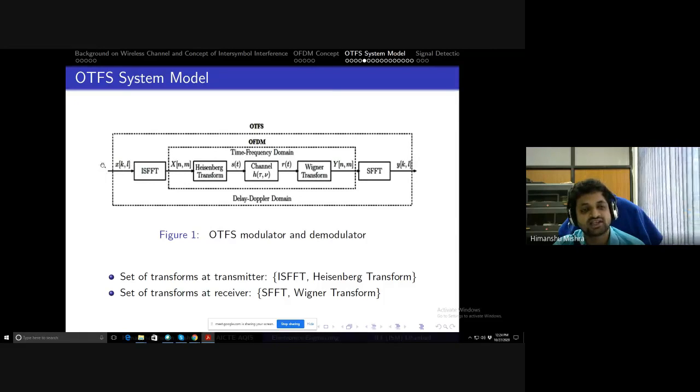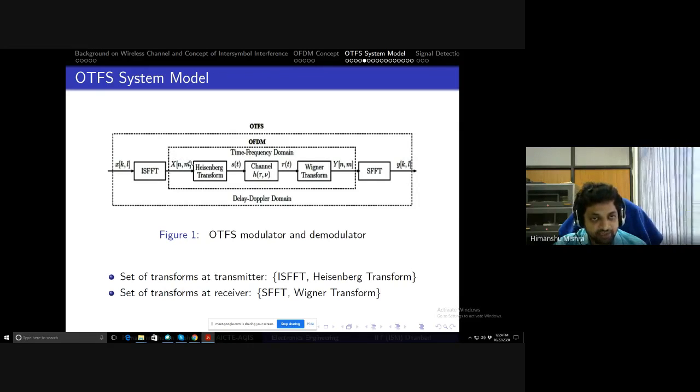These are two-dimensional signals taken from the constellation, and you can depict them in matrix form also. You can say that capital X is a matrix whose kth and lth element I will be entering over here. So the first step of OTFS is you take the signals in the delay Doppler domain, then you do the ISFFT, the inverse symplectic finite Fourier transform. You convert it into the time frequency domain.